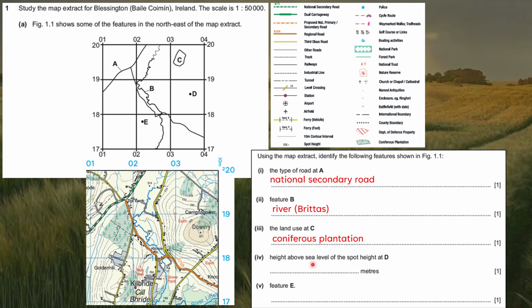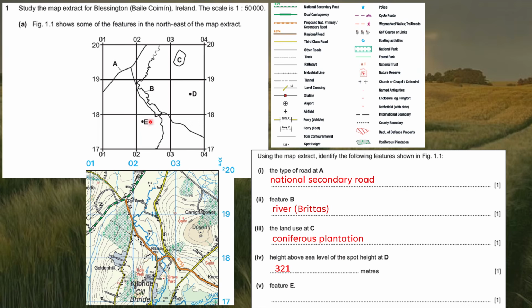Now, height above sea level of the spot height at D. D over here. So we need to give the height. This one's nice and easy. We don't have to look at the contour lines. It's just the top here. So 3, 2, 1. Figure E.